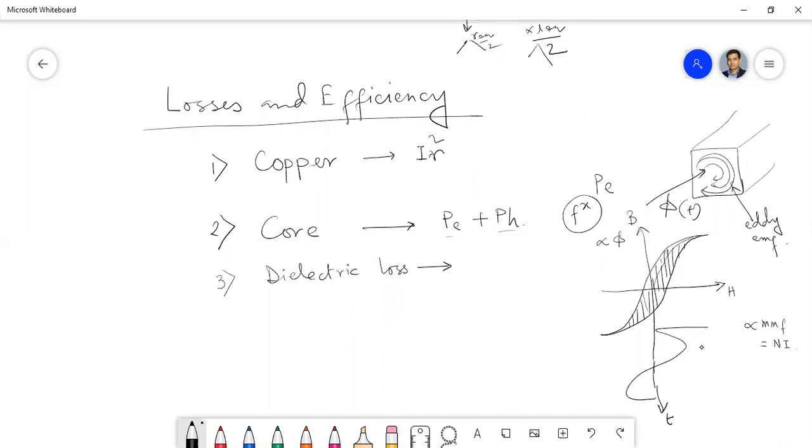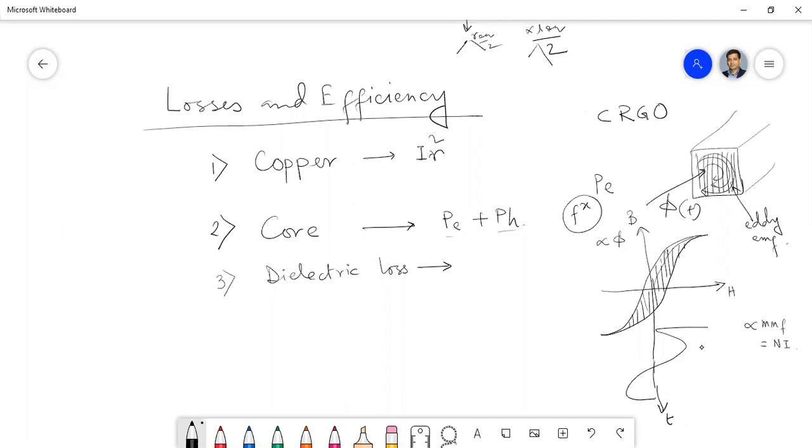Now, generally, we laminate the core to reduce the eddy current loss, that you all know. If we laminate the core, then the eddy current loss can be minimized. What do you mean by lamination? Laminations are basically very thin sheets of iron. Generally, we use a special type of iron called CRGO, cold rolled grain oriented steel, for transformer lamination.